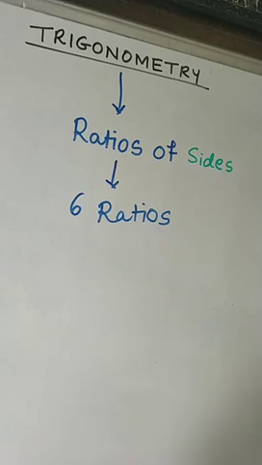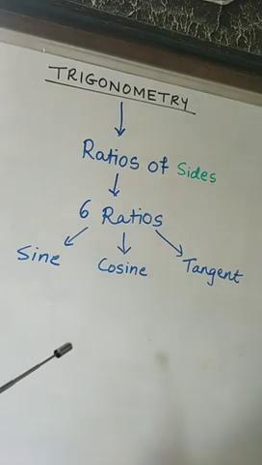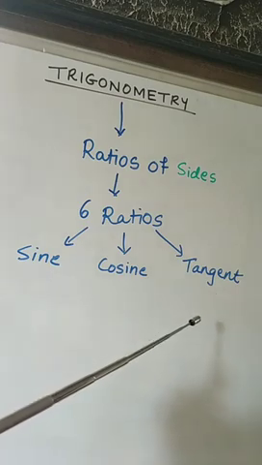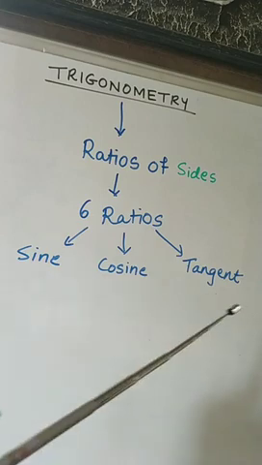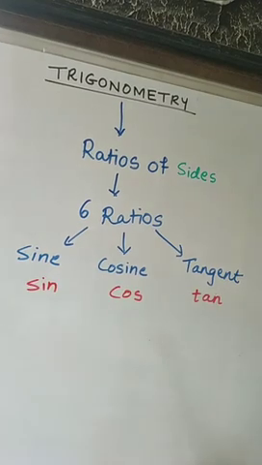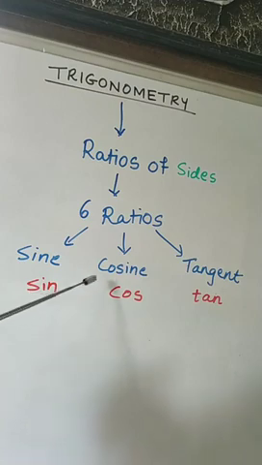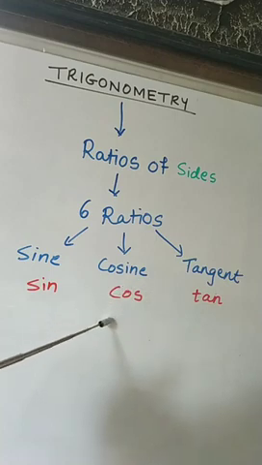I will start mainly with the first 3 ratios. I am writing those names. So out of those 6, the 3 main ratios are sine, SINE, cosine and tangent. We normally use short forms of these. So these are the short forms. Short form of sine, SIN. We don't call it as sin. It is called as sine itself. Cosine, short form is cos. And tangent, short form is tan.